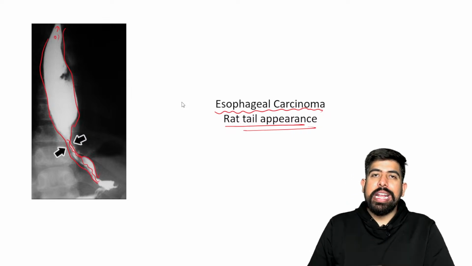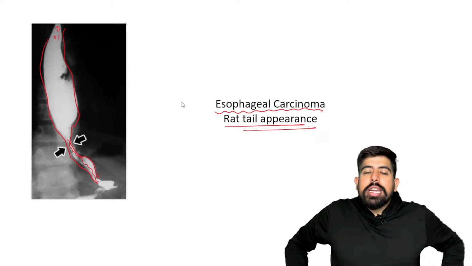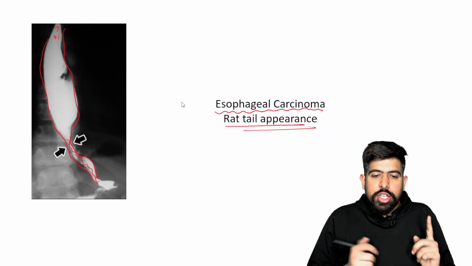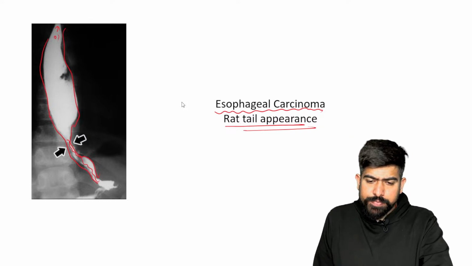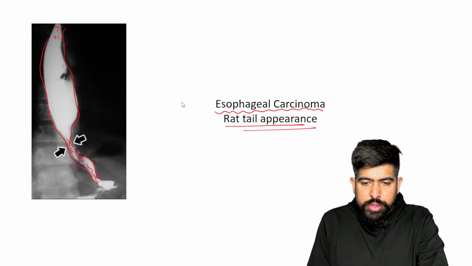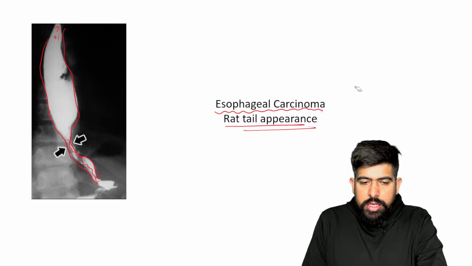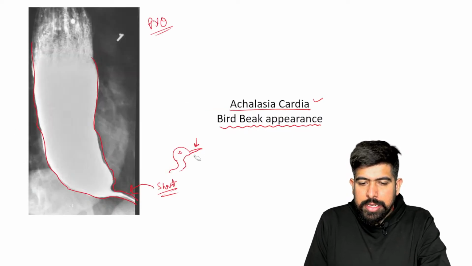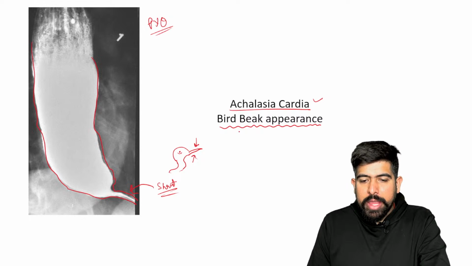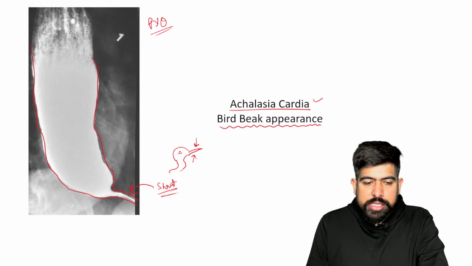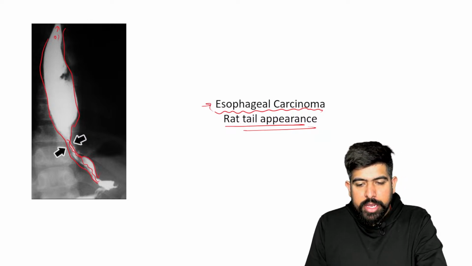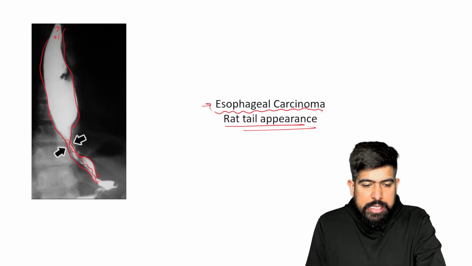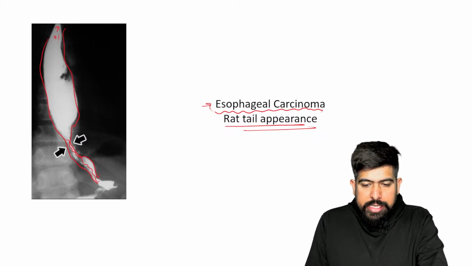So please remember, in esophageal carcinoma we are going to see the rat tail appearance, and in achalasia cardia we are going to see the bird beak appearance. Is it clear? No confusions? No more confusion, guys. Please remember, achalasia cardia, bird beak. The rat tail will be seen in esophageal carcinoma. Is it okay, guys? Perfect.